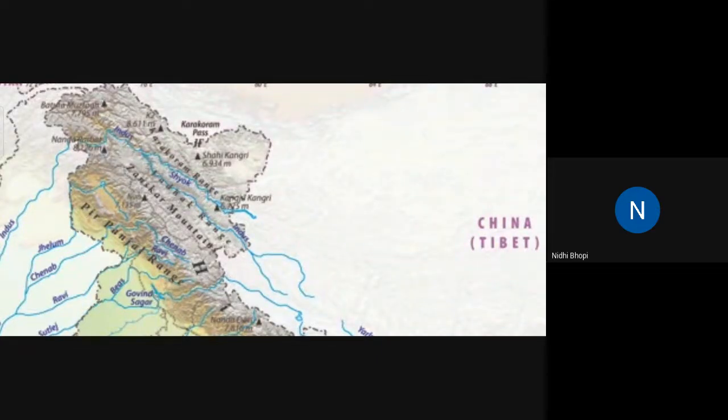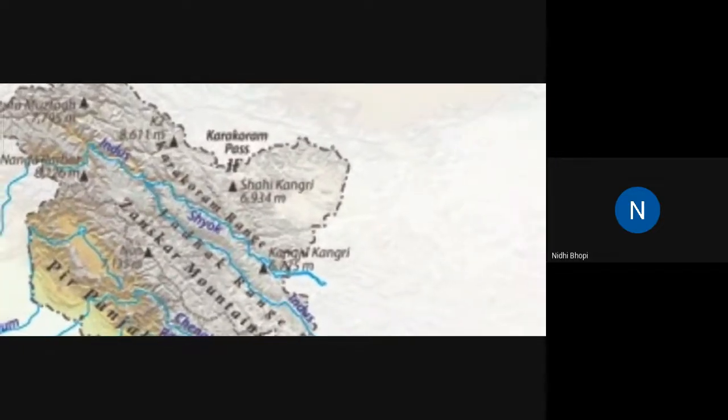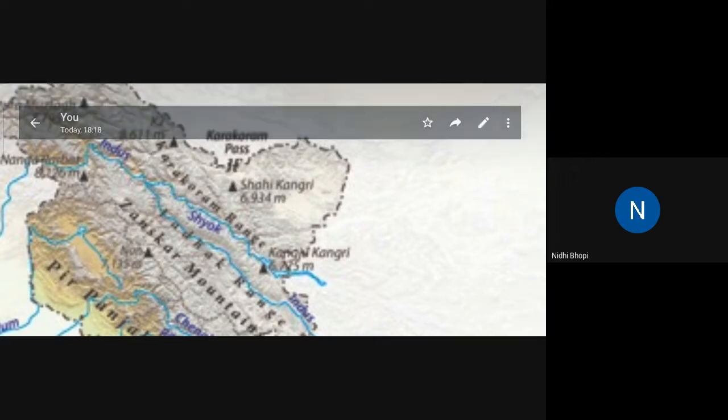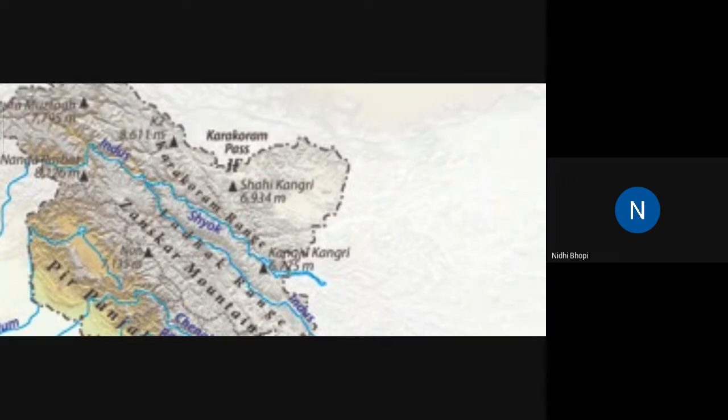peak, that is K2, 8,611 meters. You can see I'm making it a little broader. 8,611 meters. It is the highest peak in India. Though Mount Everest is the highest peak in the world, it is 8,848 meters high. But it is not in India, it is in Nepal. Mount Everest is in Nepal. So though it is not in India, it is the highest peak in the world.